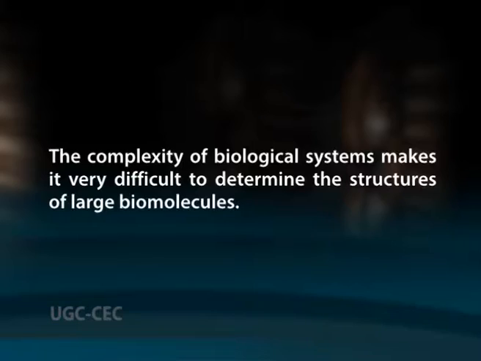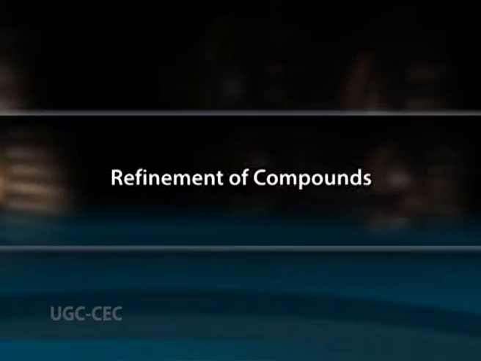Many different algorithms have been used for this type of testing, many of which were adapted from artificial intelligence applications. The complexity of biological systems makes it very difficult to determine the structures of large biomolecules. Ideally, an experimentally determined structure by either X-ray or NMR is desired, but biomolecules are very difficult to crystallize.